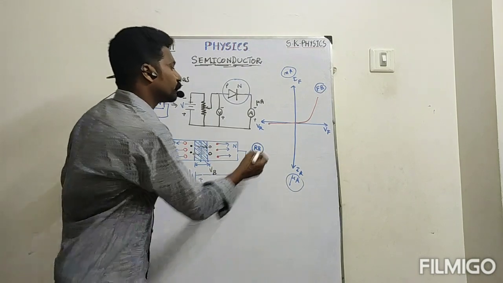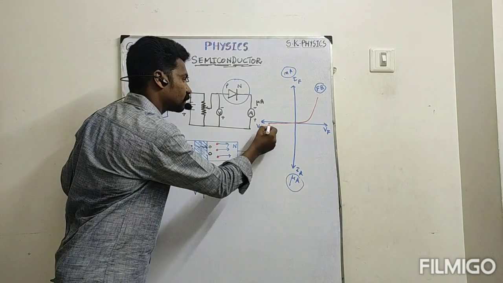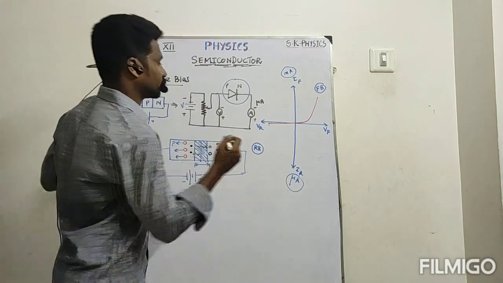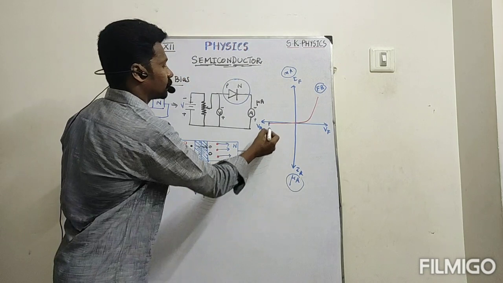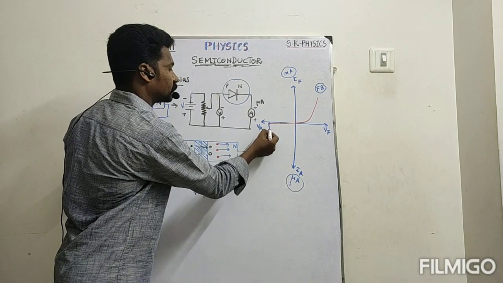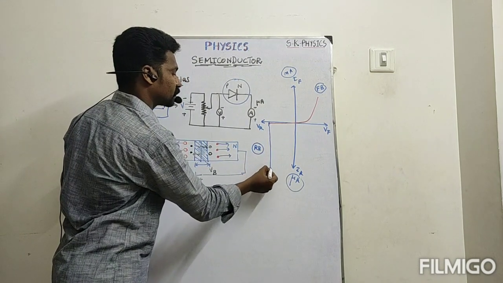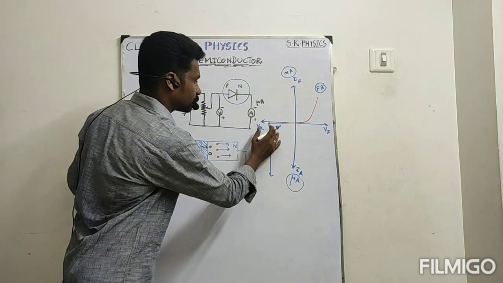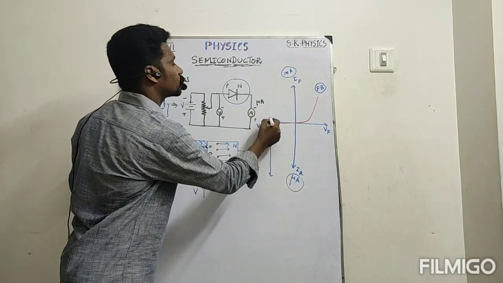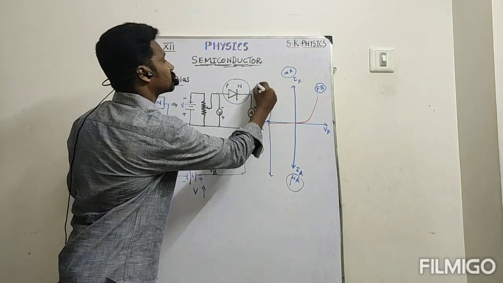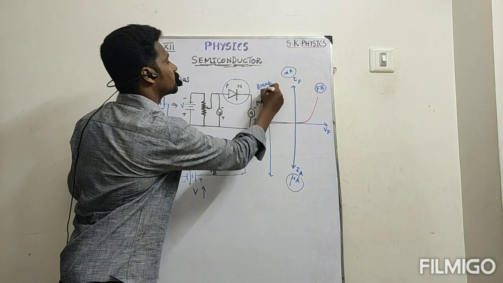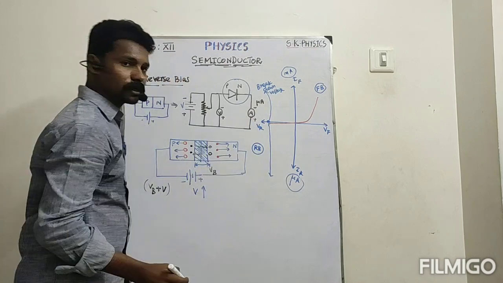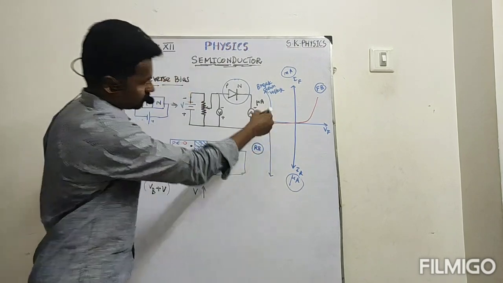Whatever potential we increase, the voltage drops here, and after that the current value only increases sharply. The voltage is dropped here. This point is known as the breakdown voltage.